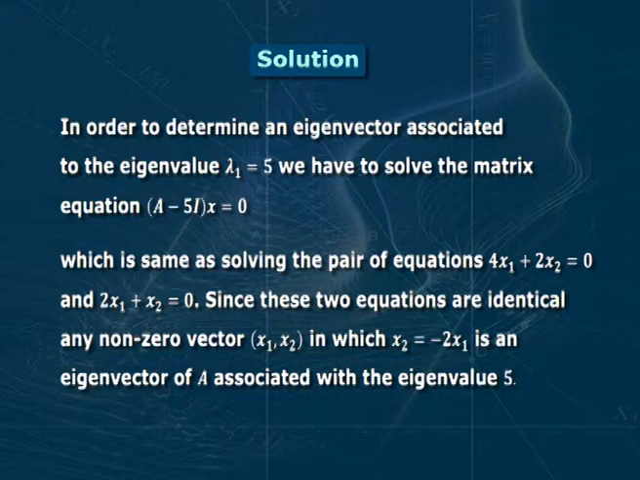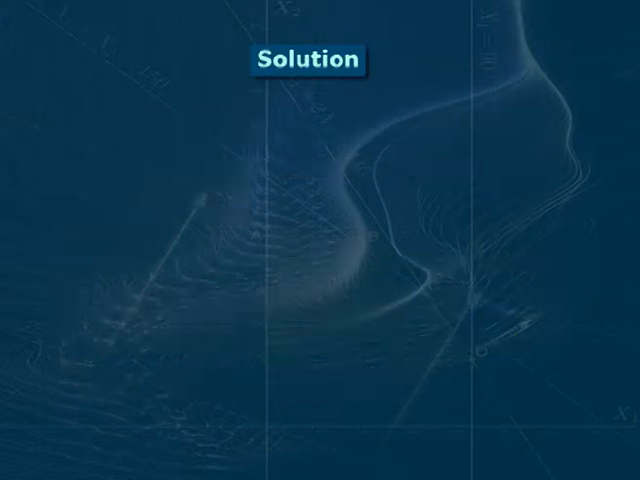Since these two equations are identical, any non-zero vector (x1, x2) in which x2 is equal to minus 2x1 is an eigenvector of A associated with the eigenvalue 5.